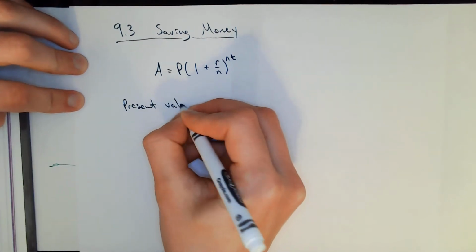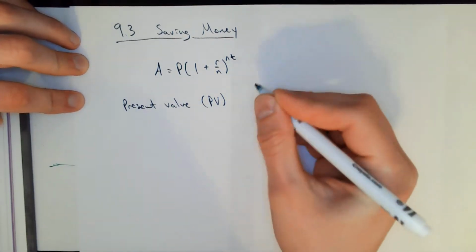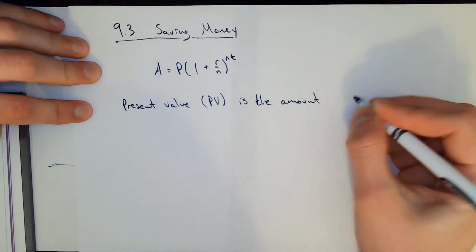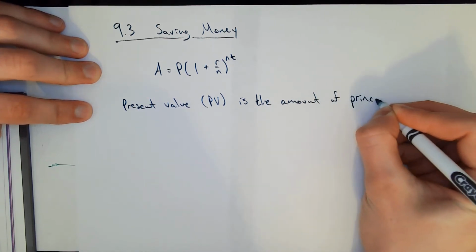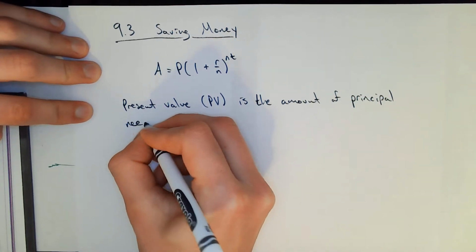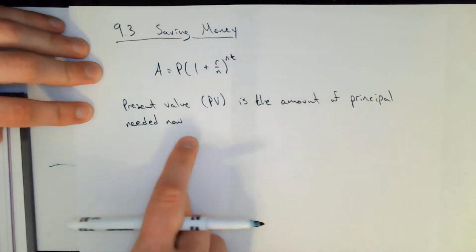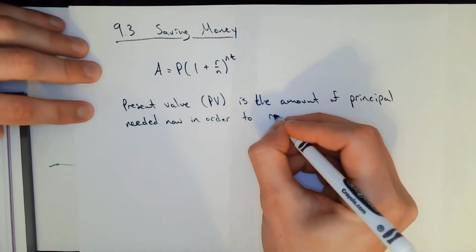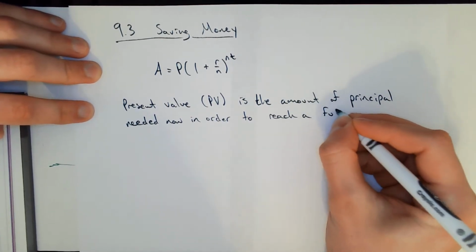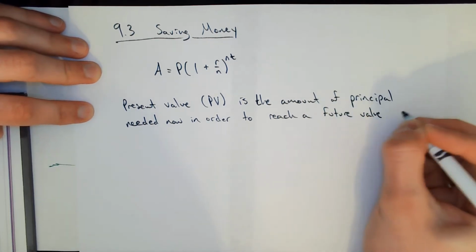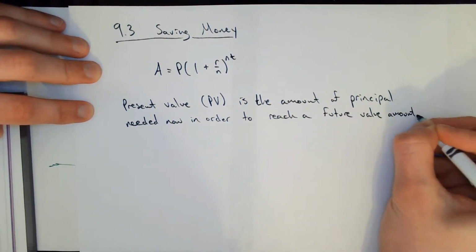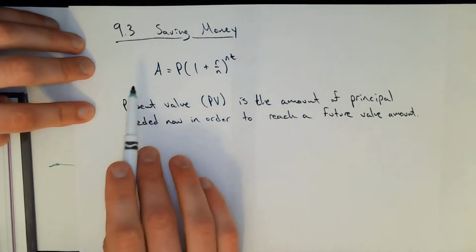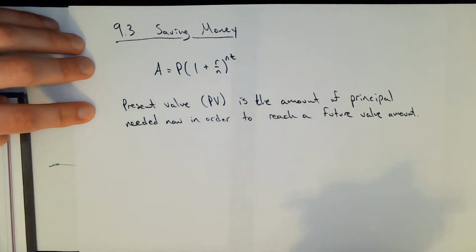which we'll call PV, is the amount, so money, of principal needed now, so present meaning now, in order to reach a future value amount. So you'll notice a lot of these formulas I'm going to start replacing. I'm going to replace P with PV, and I'll end up replacing A with FV for future value. Okay.